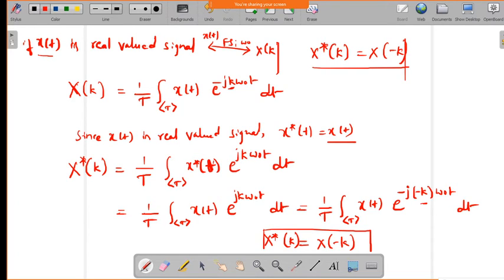So if x of t is a real valued signal, then its Fourier series coefficient complex conjugate is equal to x of minus k. This is a proof which we need to use for the symmetry property. So this is about the proof, and let us take one more problem.